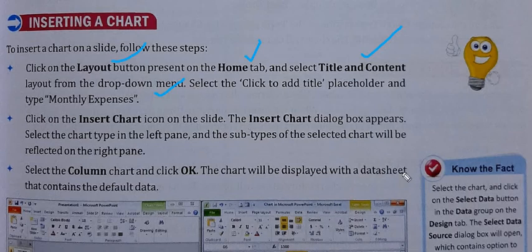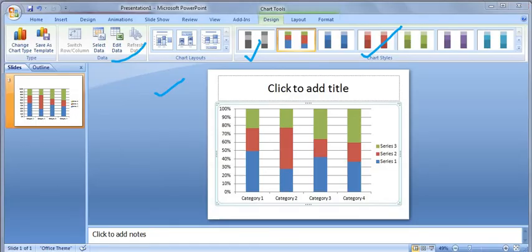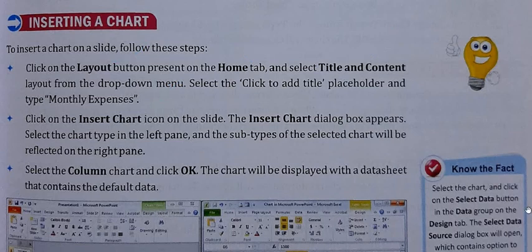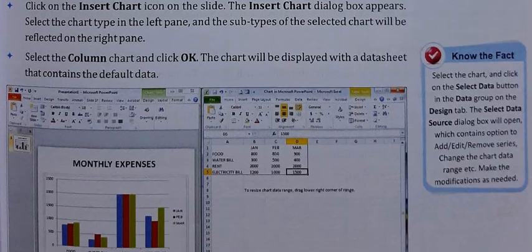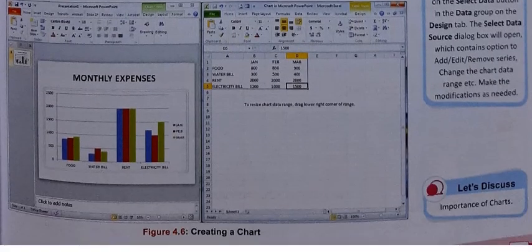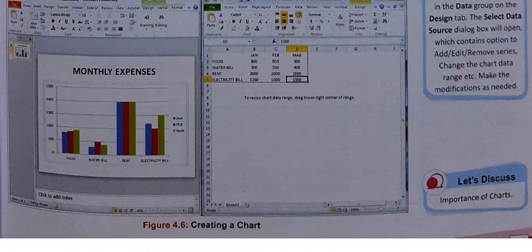Next, select the column chart and click OK. The chart will be displayed on the datasheet as we have just shown you. Like this, we will be able to insert the chart. You can see here on the left side and right side we have the data. By writing we can insert it.